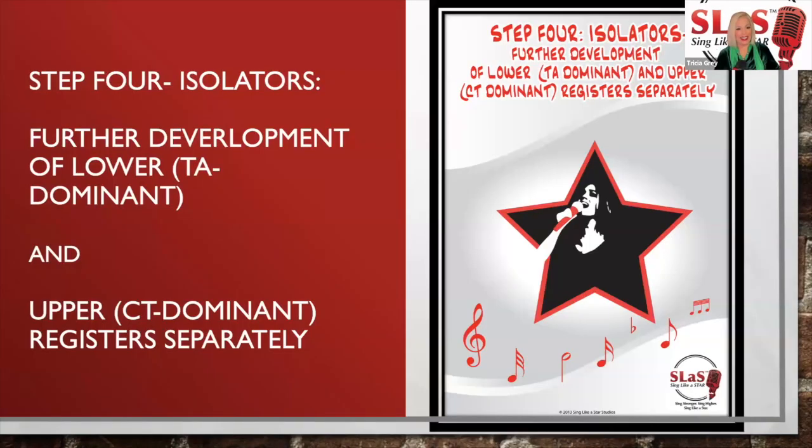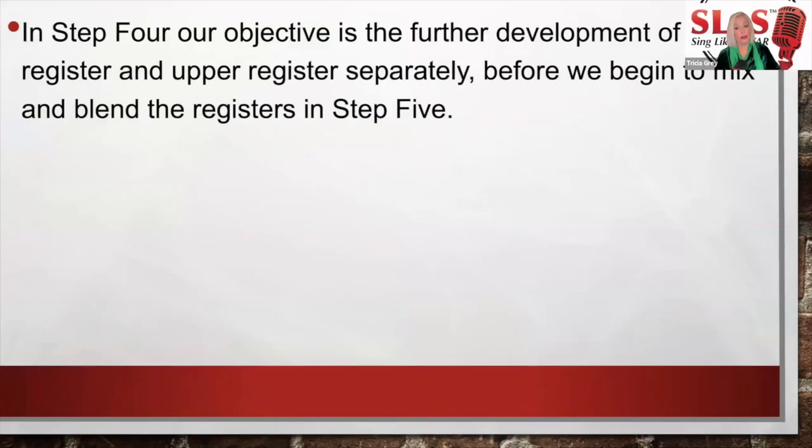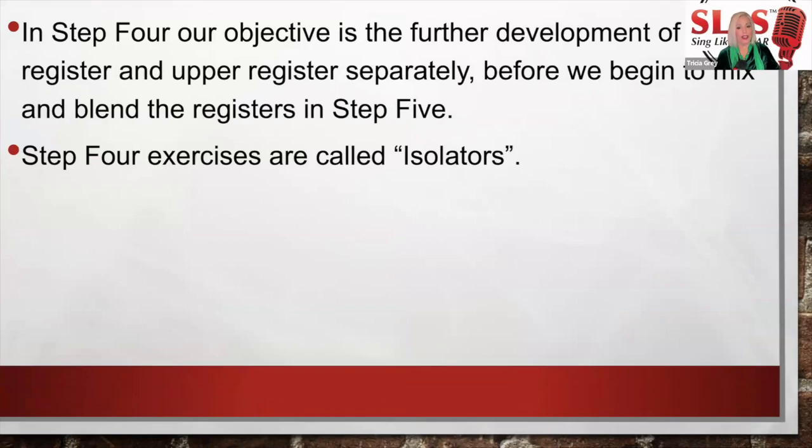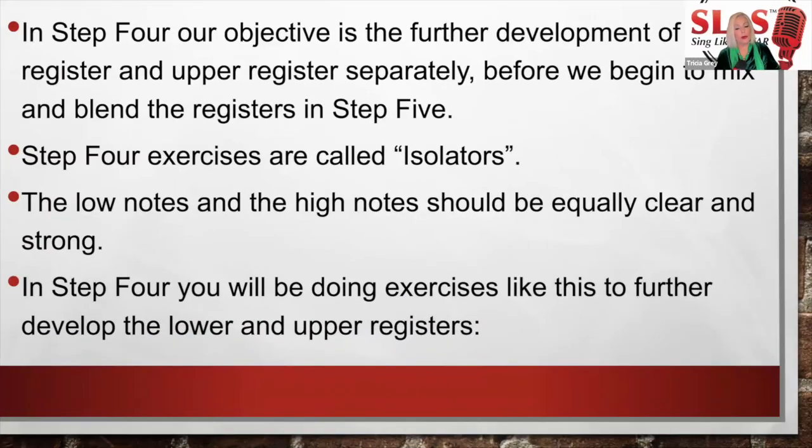Step 4, Isolators. Further development of the lower register, TA dominant, and the upper register, CT dominant phonation separately. In Step 4, our objective is the further development of lower and upper registers separately before we begin to mix and blend the registers in Step 5. Step 4 exercises are called isolators. The low notes and the high notes should be equally clear and strong. In Step 4, you will be doing exercises like this to further develop your lower and upper registers.